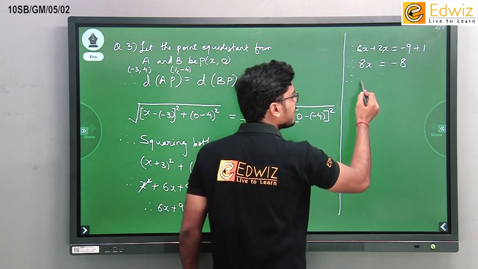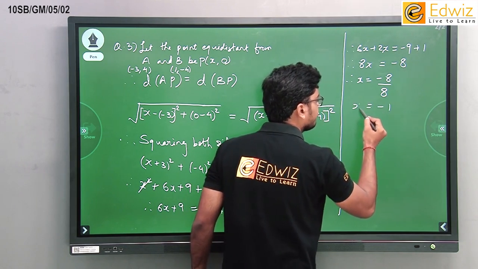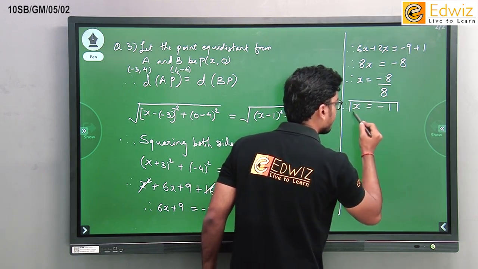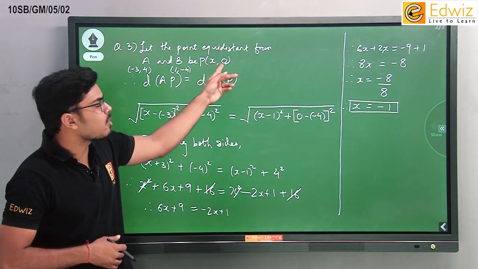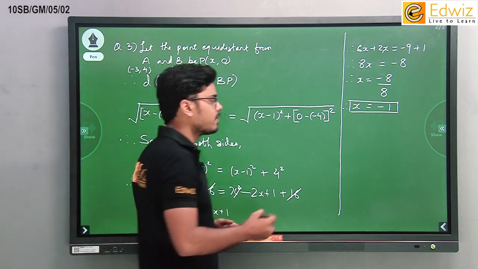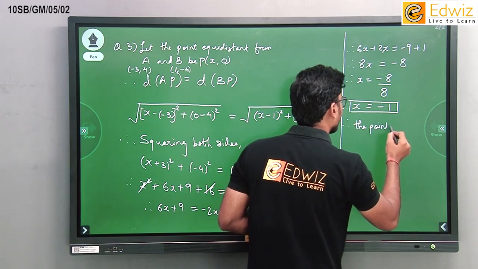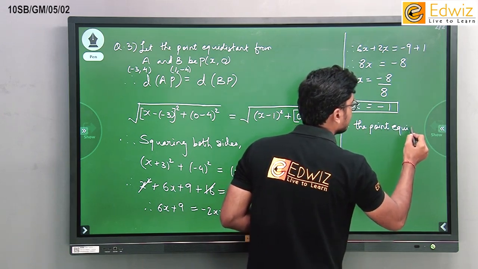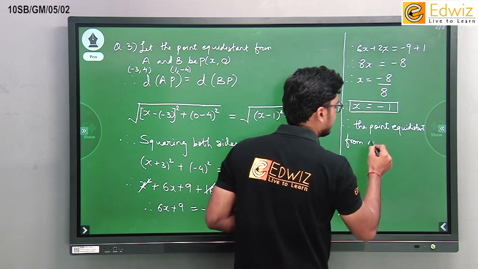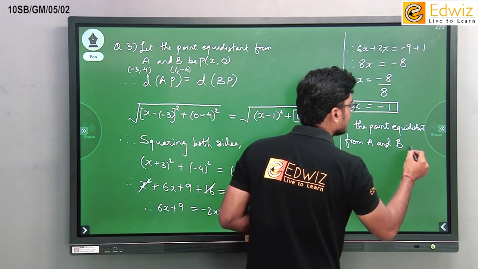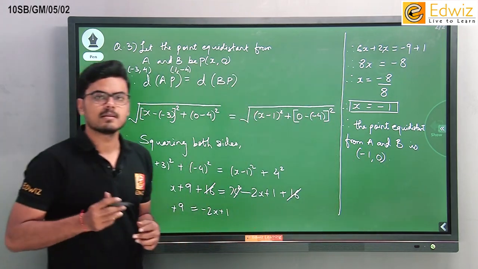So the solution for x is minus 8 divided by 8, that is minus 1. Okay, this is the answer for x. So finally the point is nothing but minus 1 comma 0. X का value is minus 1. Therefore the point equidistant from A and B is minus 1 comma 0. This is our final statement.